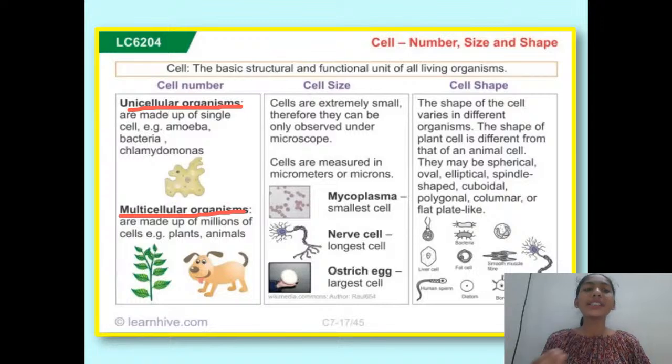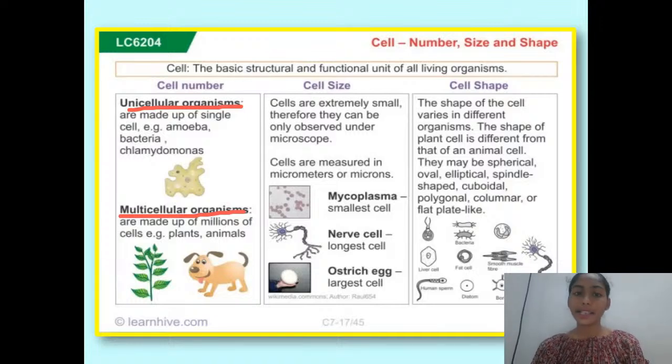So these are all unicellular organisms. These are only made up of a single cell. And the next one is multicellular organisms. Multicellular organisms are made up of millions and millions of cells. Like us, we are also multicellular organisms. We have blood cells, skin cells, cheek cells, nerve cells, muscle cells, taste cells. We have many different kinds of cells. Examples of multicellular organisms are plants and animals.